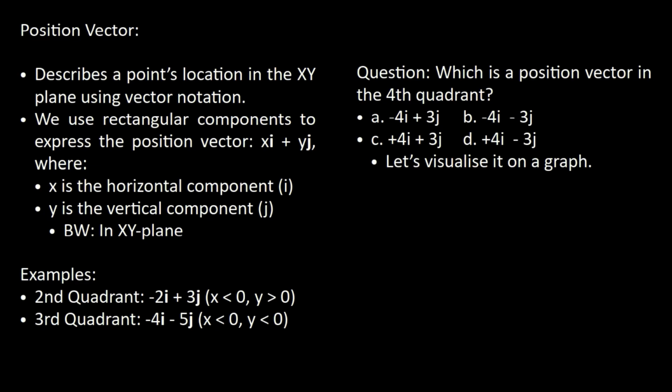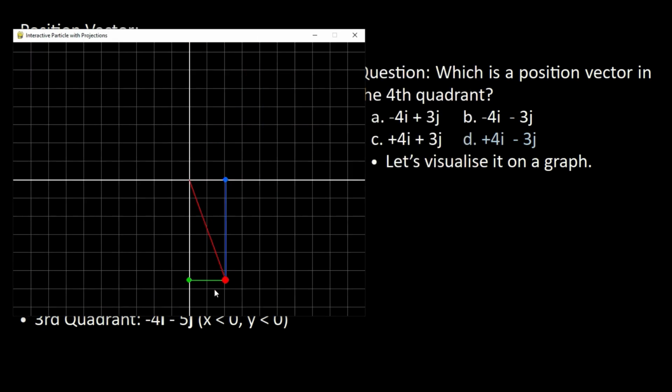Which is the position vector in the fourth quadrant? Answer is D. Can you imagine why it is in the fourth quadrant? Let me take it over here. We have 1, 2, 3, 4 and 1, 2, 3. So 4 i cap and -3 j cap is in the fourth quadrant. So that's that.